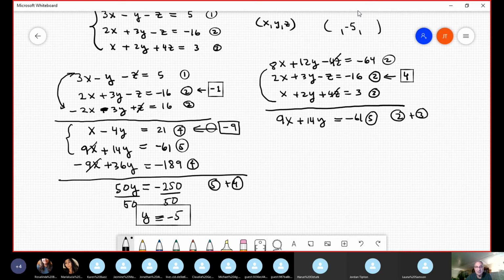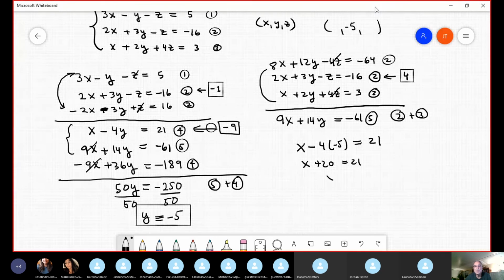Well, to find x and z, I propose to find x first, because I don't come back to the complicated original equation. No. Because the complicated original equation involves 3 variables. I go to number 4 and number 5, which involve only 2 variables. Of course, I suppose that 4 is easier than 5 because the number is smaller. So x minus 4 times negative 5, you replace y equals negative 5 here, equals 21. Entonces x plus 20 equals 21. x is equal to 21 minus 20, x is equal to 1.